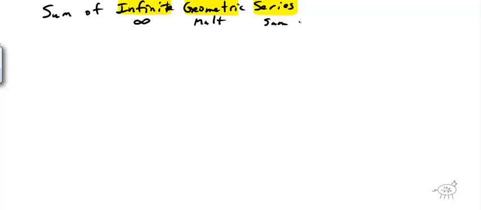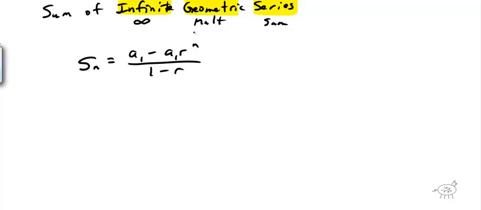Okay, so let's use our nice little friendly formula that we've already come up with. S sub n is equal to a sub 1 minus a sub 1 r to the n power. Don't forget it's just n, not n minus 1, okay? Over 1 minus r. So we've been using this for a couple weeks.